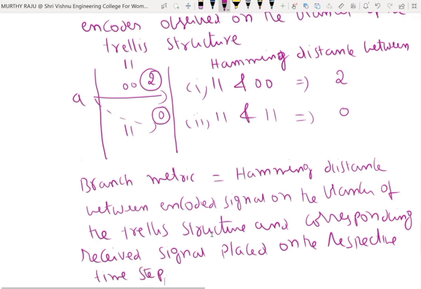Okay. These two, 0 0 and 1 1, are the encoded sequences placed on the branches of this trellis structure. This is the received code word of length n bits, that means 1 1. Find out the Hamming distance between 1 1 and 0 0, and 1 1 and 1 1. These Hamming distances are indicated inside the circle and placed on the branches of this trellis structure.